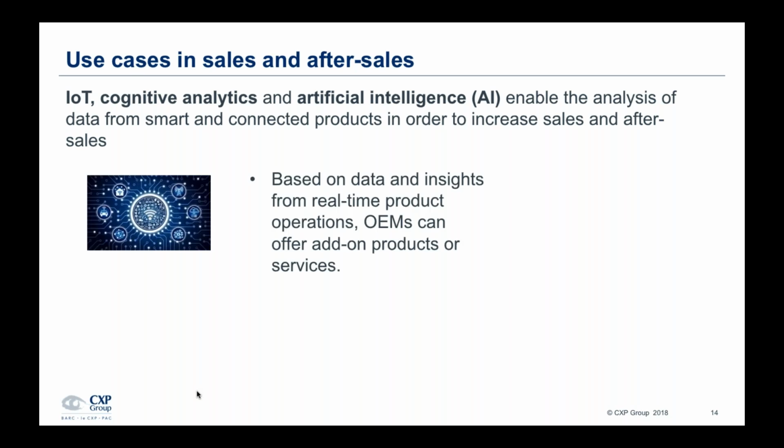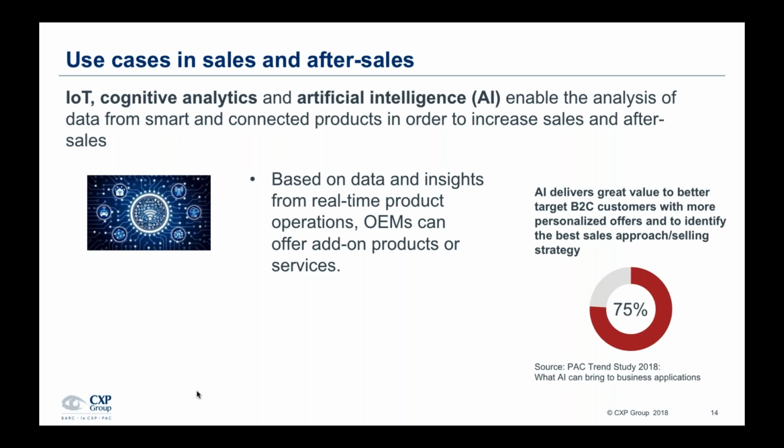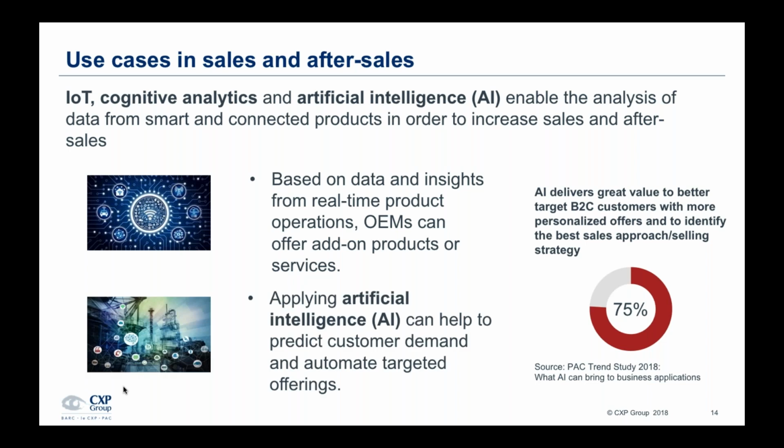And a recent survey showed that 3/4 of manufacturers, so 75%, stated that AI delivers great value, basically to decide upon the best strategy based on the actual situation on site. So applying artificial intelligence can help to better predict customer demand and automate targeted offerings.